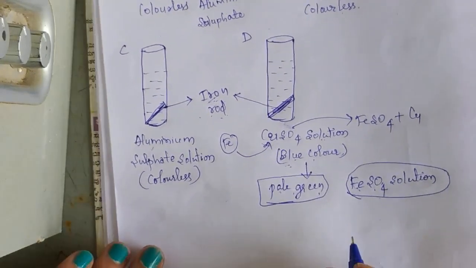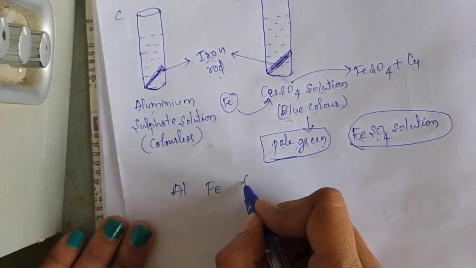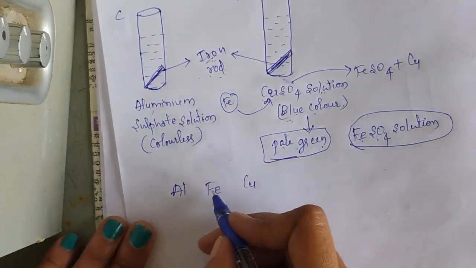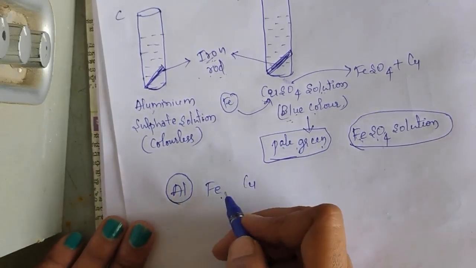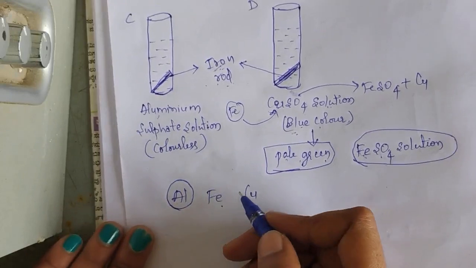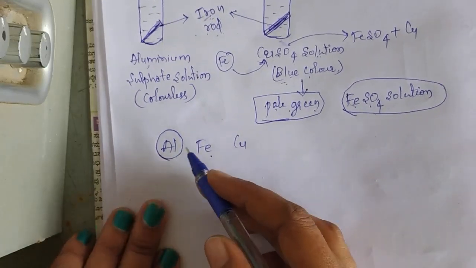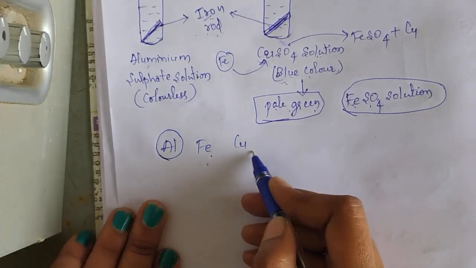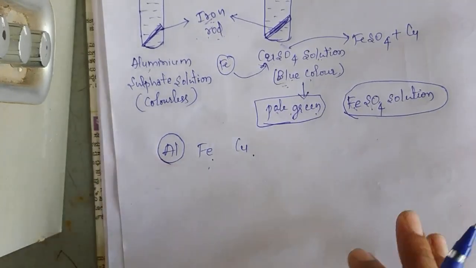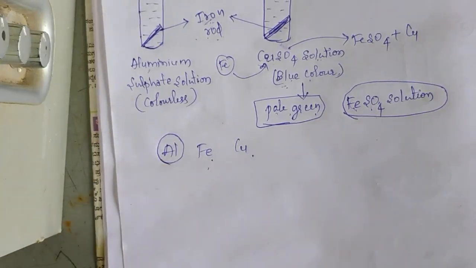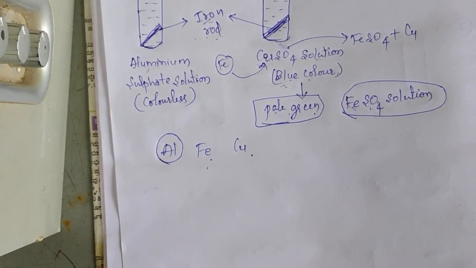And when we compare the reactivity of aluminum, iron, copper, among these three metals, aluminum is the more reactive metal because in the reactivity series, aluminum is present above the iron and copper. That's why it's the more reactive metal. We'll discuss some more problems in the next class.